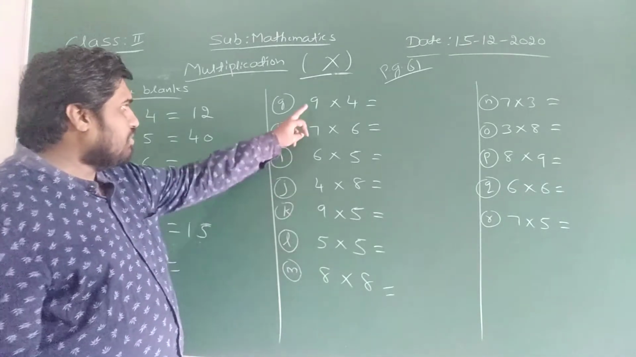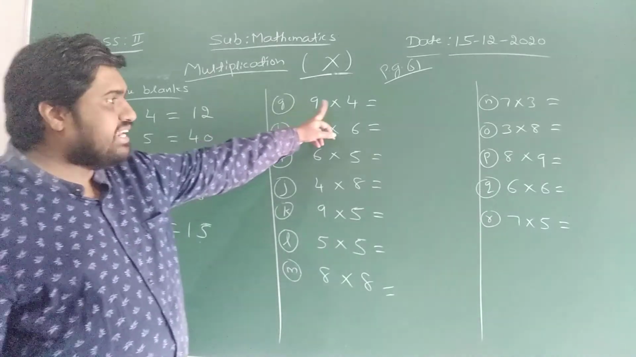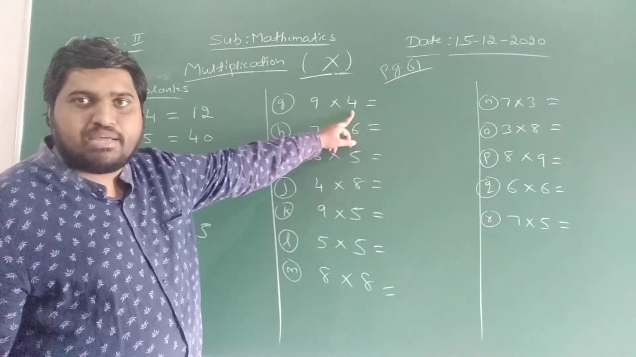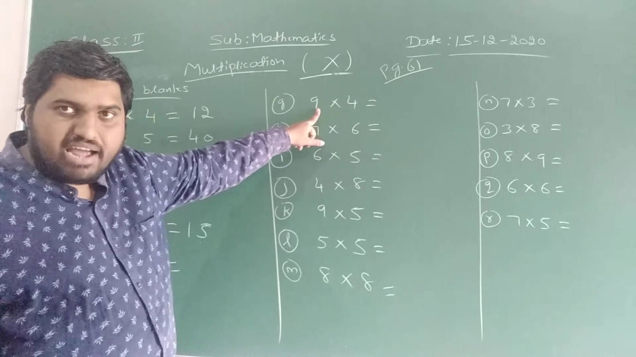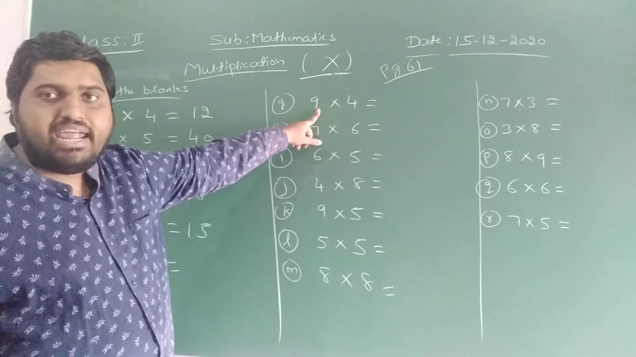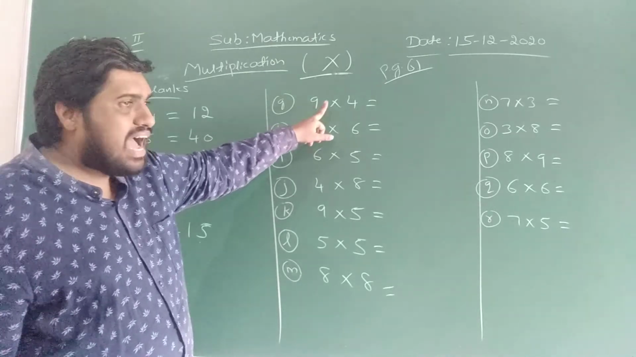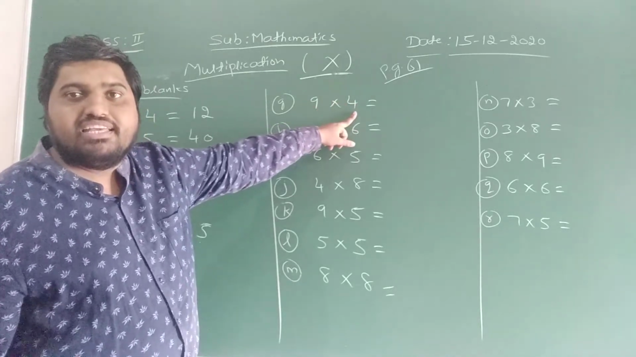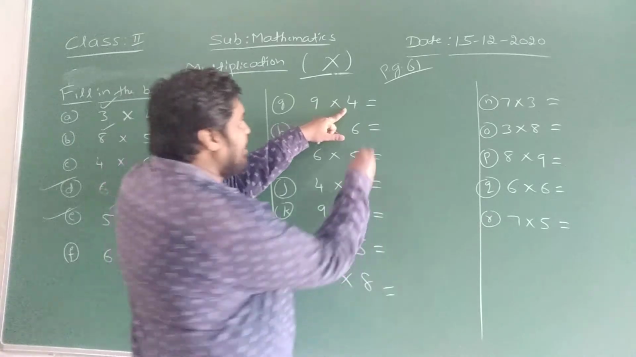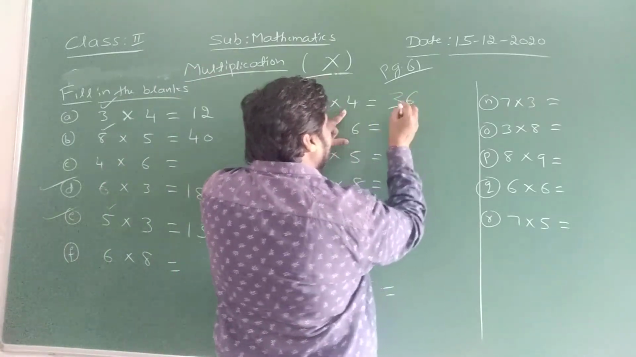Now come this question. 9 into 4. Read 9 ones are table. 9 ones are 9, 9 2s are 18, 9 3s are 27, 9 4s are, yes, 9 4s are 36.